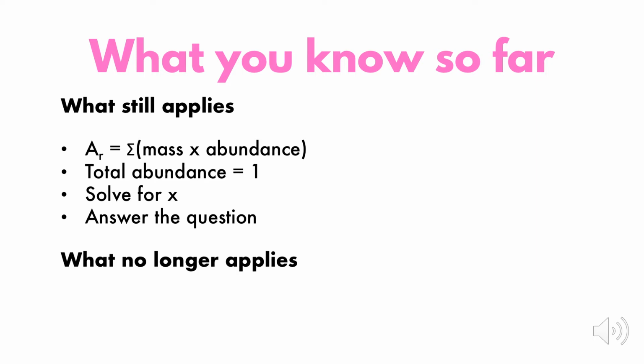What doesn't work anymore, unfortunately, is the idea we've been using that the abundance of one isotope is x and the other's 1 minus x. I mean, of course, this is not going to work when you've got more than 2 isotopes. This is the bit then we're going to have to tweak and that we'll have to adapt to make it account for the other isotopes we have.